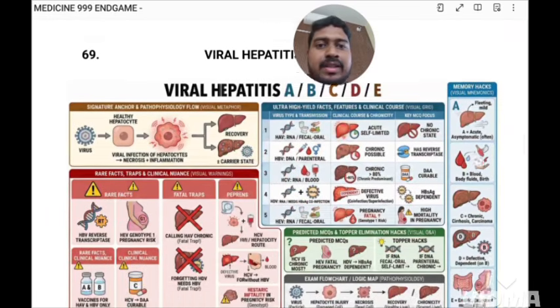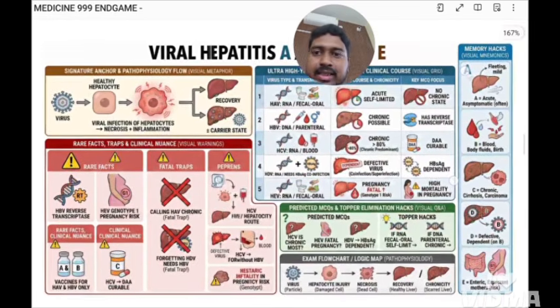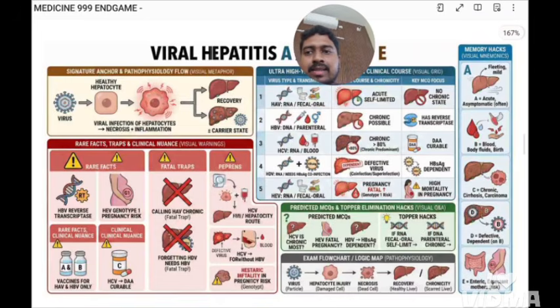Next, we'll go in brief through the different types of viral hepatitis and how to differentiate them. You should know that this is a healthy hepatocyte, and then viral infection will occur. It will cause inflammation of these hepatocytes. It can cause necrosis or inflammation. There can be two outcomes.